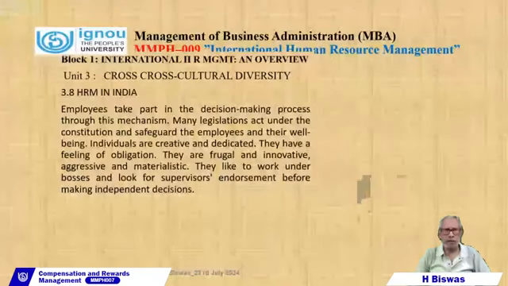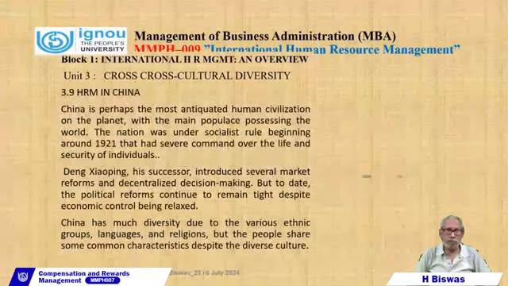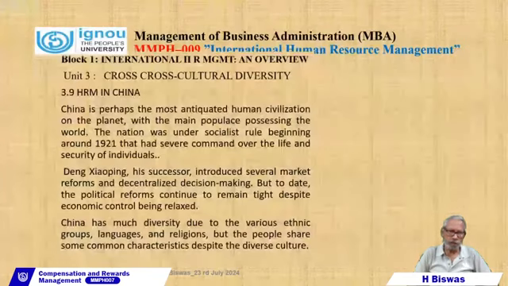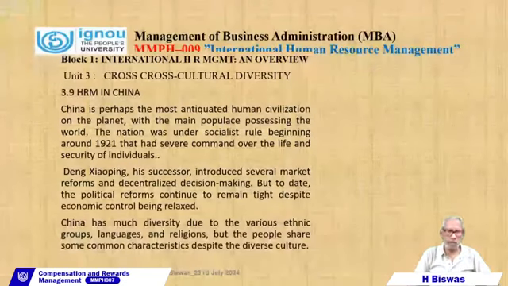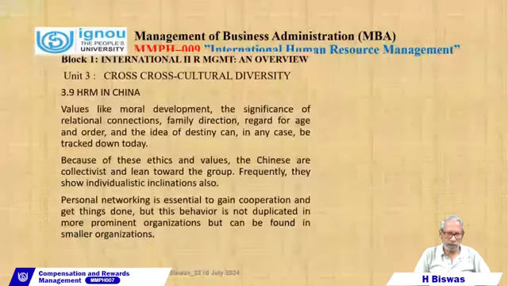China has one of the oldest human civilizations on the planet, because traditionally they are common. And whatever the successors say, everybody has to follow. But today the political reforms continue to remain tight despite economic controls being relaxed. China has much diversity due to the various ethnic groups, languages and religions. But the people share common characteristics despite the diversity. So morals, ethics and values are Chinese characteristics.